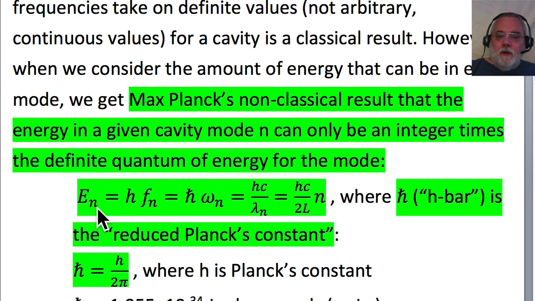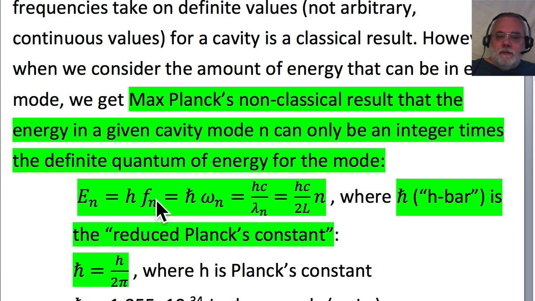The quantum of energy for mode n is h, Planck's constant, times the frequency for that mode, or h bar omega sub n, where omega is the angular frequency. H bar, this funny symbol with a little tiny slash in it, is always called h bar. Its title is the reduced Planck's constant, and it equals Planck's constant over 2 pi. It appears everywhere in quantum mechanics, so h bar appears more frequently than Planck's constant itself.